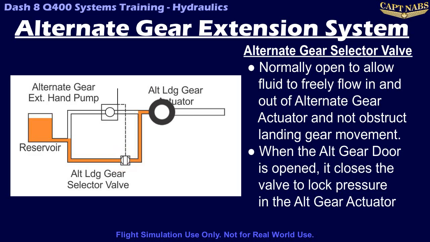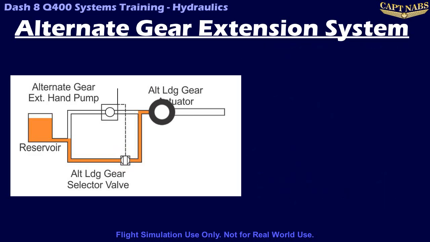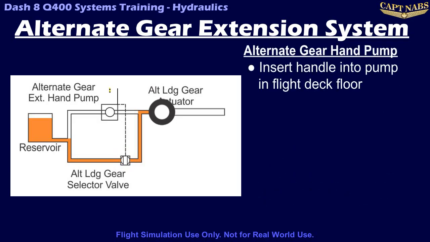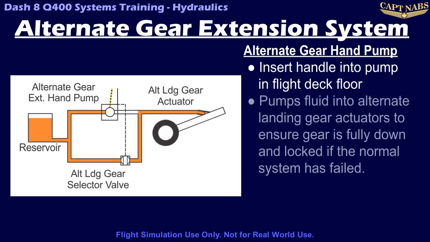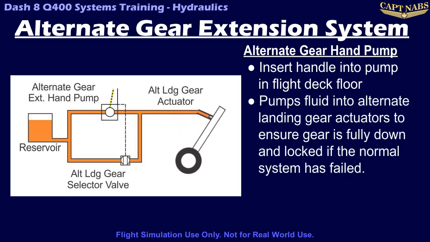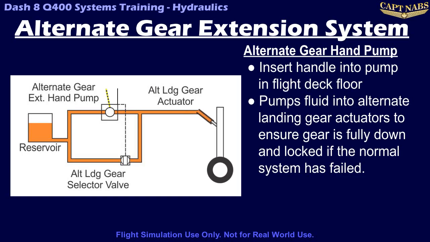With the landing gear alternate extension door open, the alternate extension handle can now be inserted into the hand pump located in the floor of the flight deck. When this is done, hydraulic fluid can be manually pumped through the alternate extension system into the alternate actuators for the landing gear by pumping the handle back and forth.